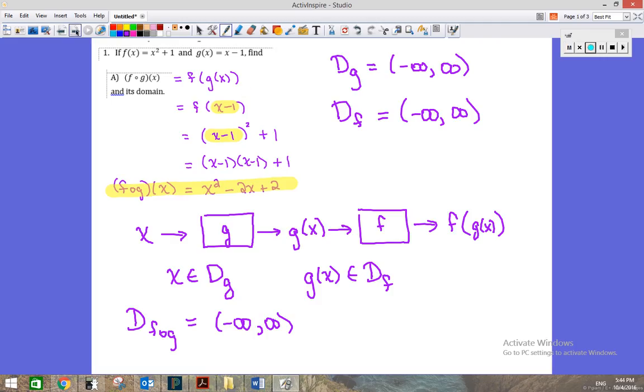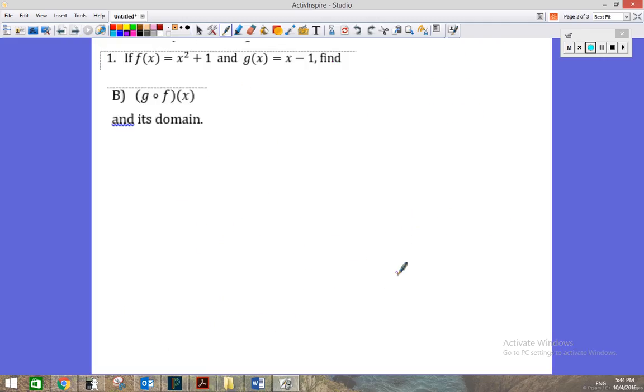Alright, so let's take a look at part B. It's asking us to find the function composition, the expression for it, and then again the domain. This time, however, they've changed the order.